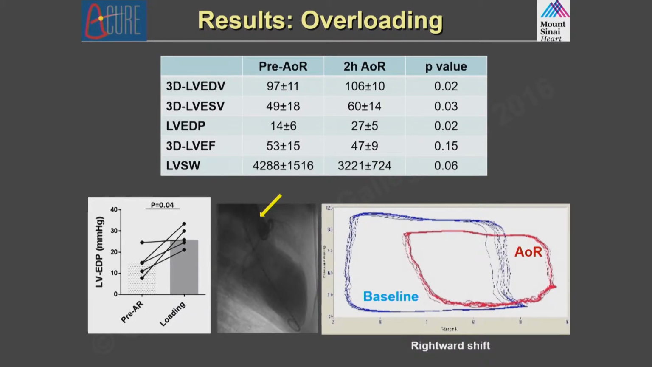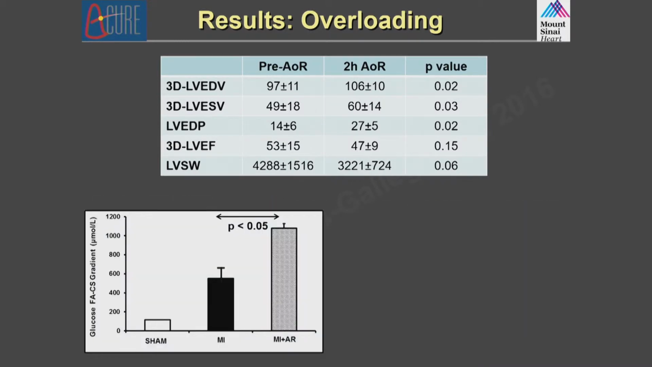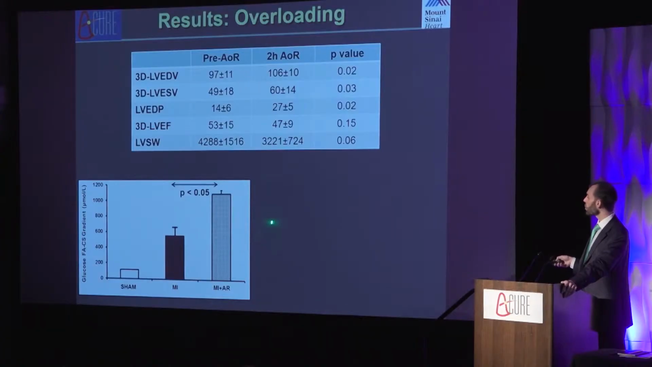Acute overloading results, as expected, in an increase in left ventricular volumes and pressure, a trend toward an impairment of left ventricular systolic function, and also a rightward shift in the pressure-volume loop. If we focus now on the metabolites, we can see that this acute overloading worsens metabolic remodeling because there is a doubling of the already altered myocardial glucose uptake. Please notice how the normal myocardium does not consume glucose. This is increased sixfold in the heart failure, and with just 2 hours of overloading, this glucose consumption doubles.